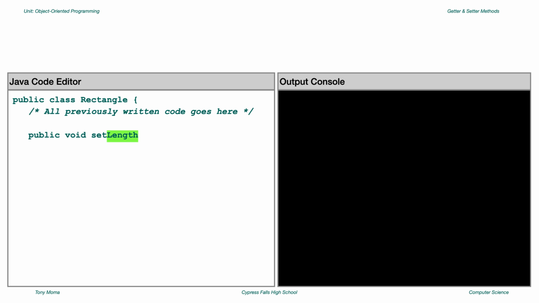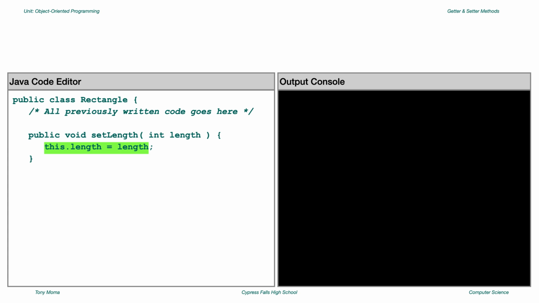And then the parameter list will always consist of just one parameter, where the type always matches the data type of the instance variable we're trying to modify, which in this case is an int, because the length is an int. Then inside the body of the setter method, we assign that parameter to the instance variable. this.length = length. This is the basic form of a setter method. This is the basic responsibility of a setter method.